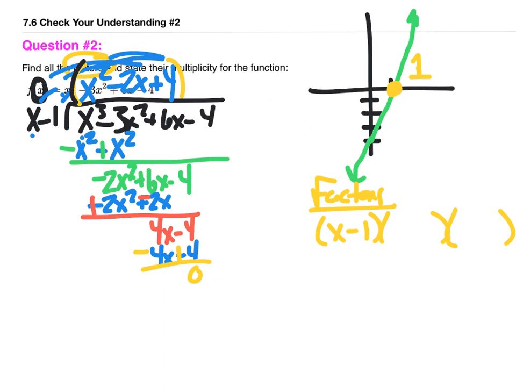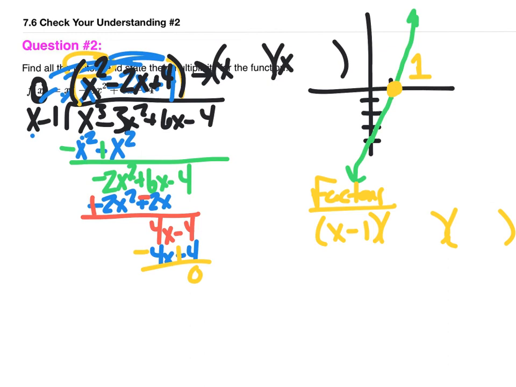We have x squared minus 2x plus 4. To find the factors of that, I'm going to see, can I factor it into 2 groups nicely? I'd have to have x and x, and for 4, it'd have to be a 4 and 1 or a 2 and 2 combo to get negative 2.